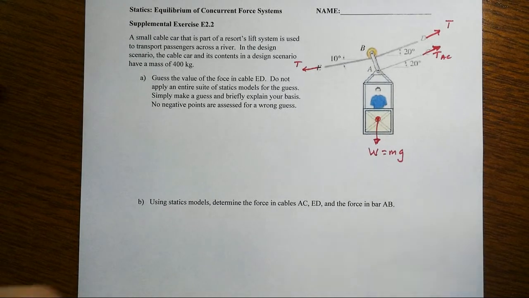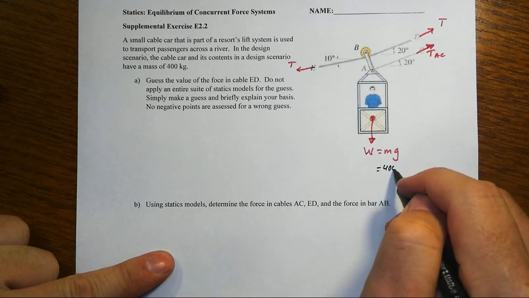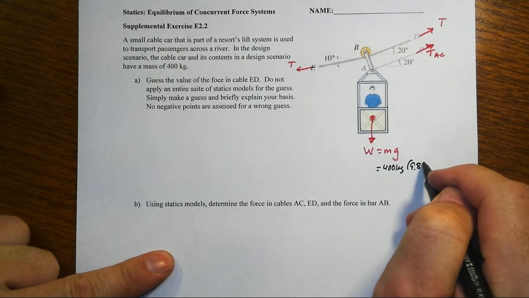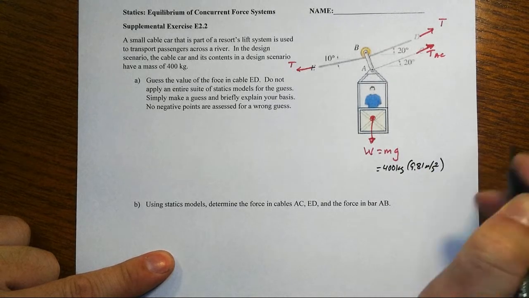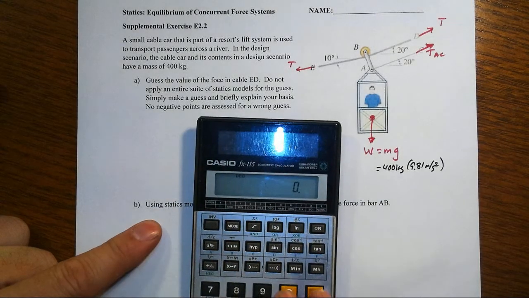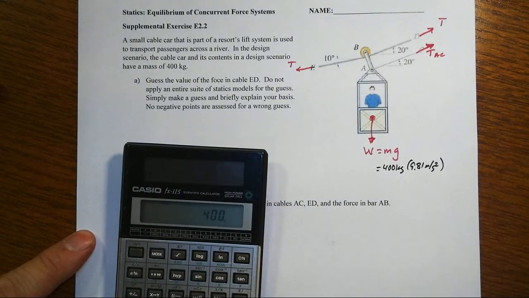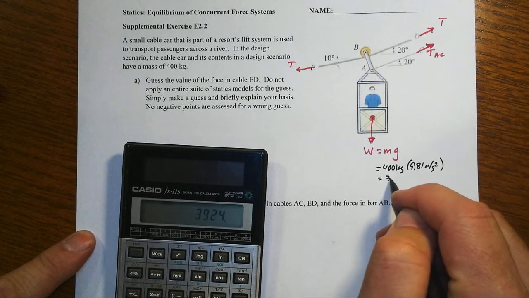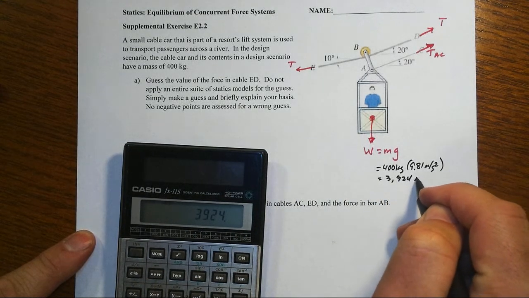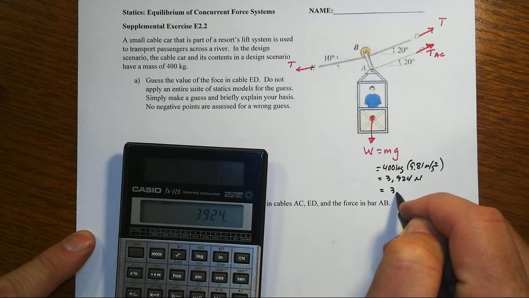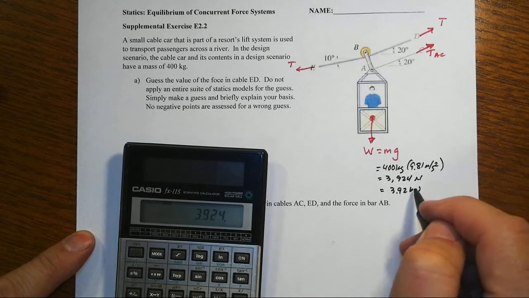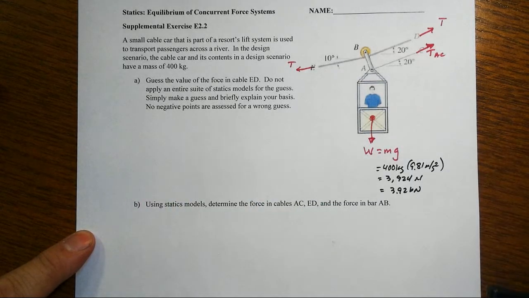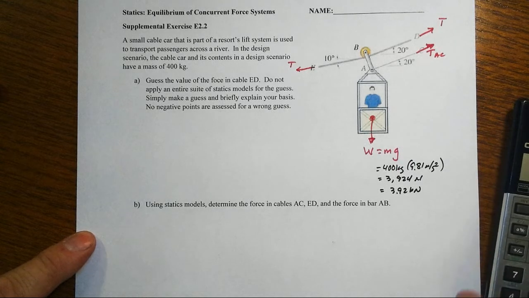We've got 400 kilograms times 9.81 meters per second squared for the acceleration of gravity. Even up in the air, although it might change just slightly, it's not going to be significantly different. And we're going to get that that's 3,924 newtons, or 3.92 kilonewtons for the weight. All right, so that's the driver.